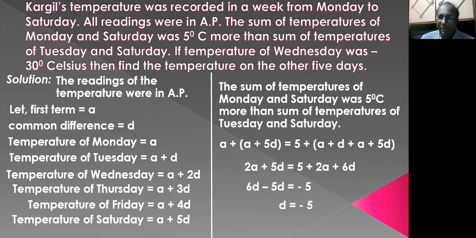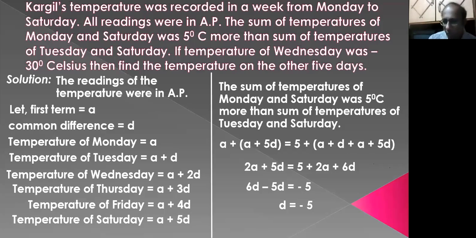If you read out that second condition, if the temperature of Wednesday was 30 degrees Celsius, what was the temperature of Wednesday in our expression? A plus 2D. If that is 30 degrees Celsius, how much is D? Minus 5. Can I substitute the value of D over there? And after substituting the value of D, I can easily find the value of A or not. Clear with this part? So this is again where you can easily calculate the value of A.